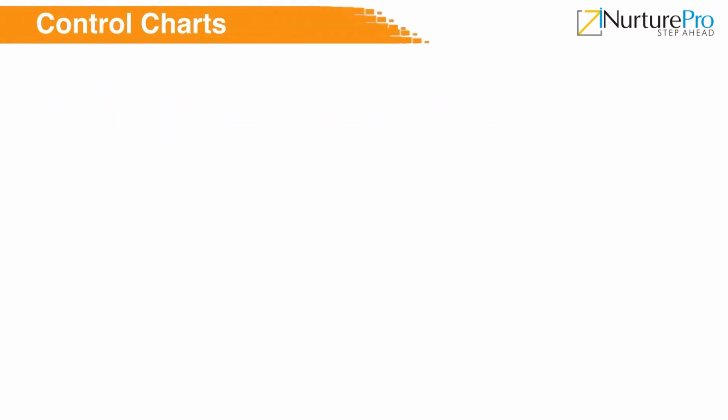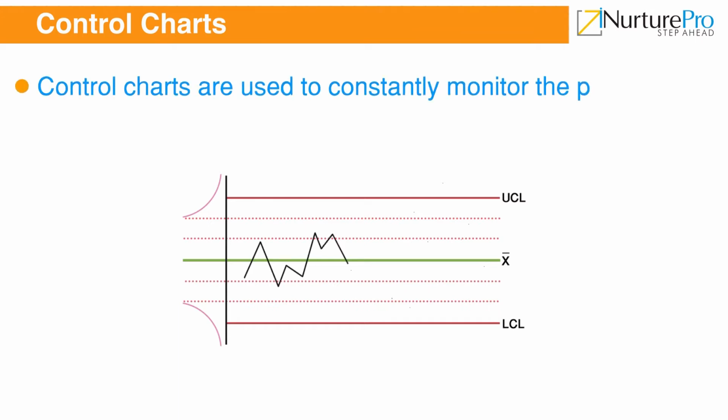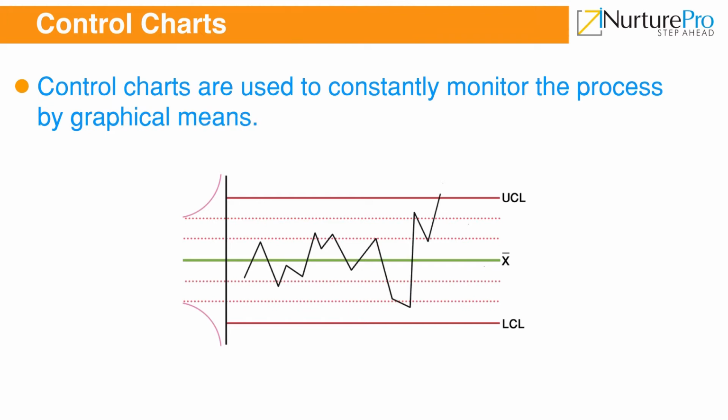Control charts are complex statistical tools used to measure movement of data over time. They are used to constantly monitor the process by graphical means. If the analysis of a control chart indicates that a process is under control, it means the process is stable and no corrections are required. Also, the data obtained from control chart analysis can be used to predict future performance of all processes. Next, let us go through the elements of the control chart.